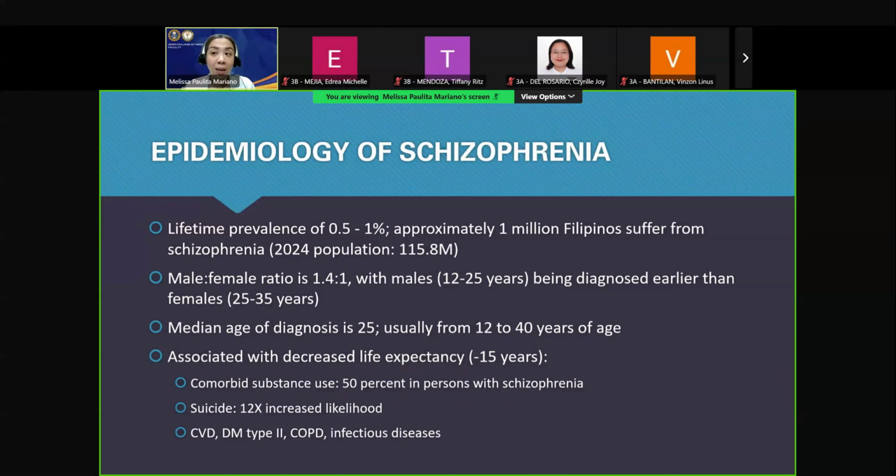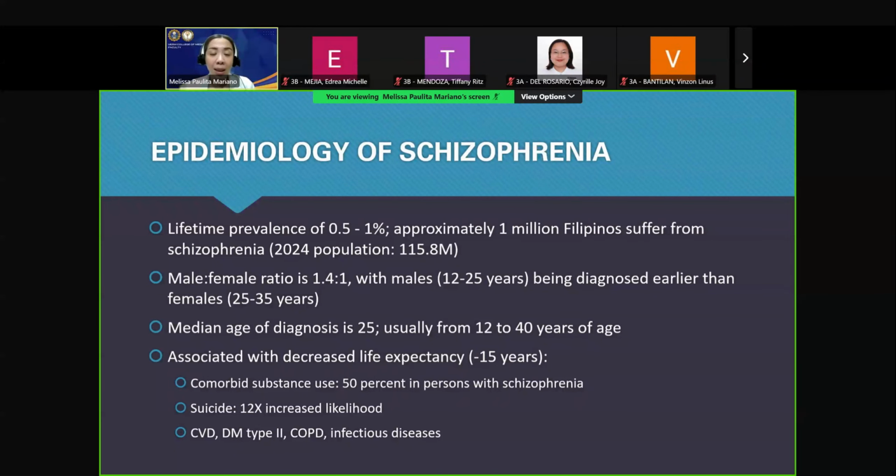There is comorbid substance use in 50% of people with schizophrenia, although this includes nicotine use. This does not mean illicit substance use. A lot of people with schizophrenia do smoke because the nicotine decreases the voices that they hear, but it is something that contributes to their decreased life expectancy.